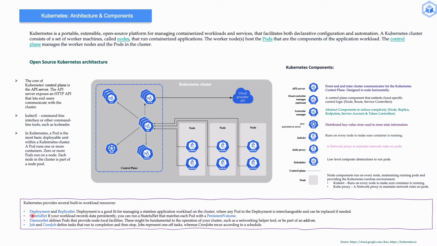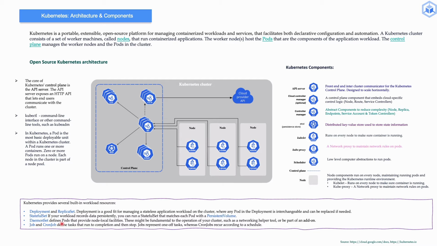So some of them are deployment and replica set. Deployment is a good fit for managing a stateless application workload on the cluster. Stateful set: if your workload records data persistently, you can run a stateful set that matches each pod with a persistent volume. To give an example, if you are running a web application which is stateful, that means it needs to interact with the database to store some information. You can use a stateful set, and whichever pods are part of it will all share the same persistent volume.